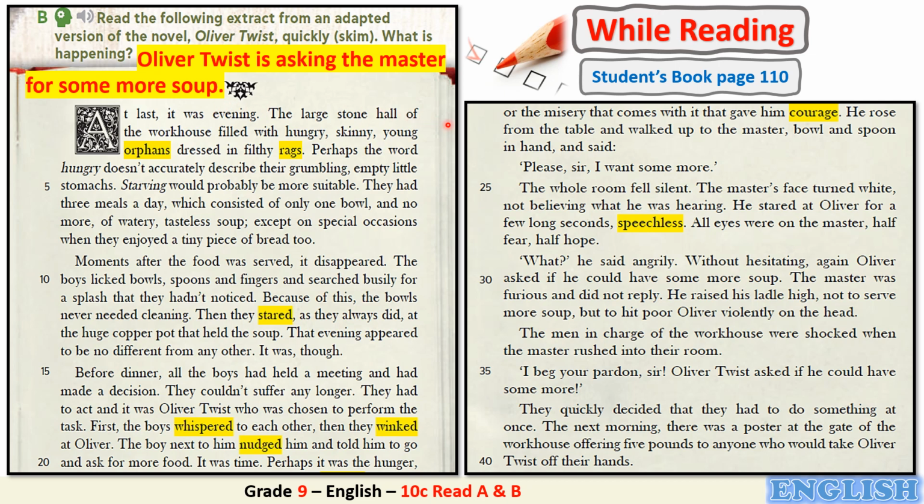Okay, guys. Can you find the clues in the text to justify your answer? Very good, my students. Here, the boy next to him nudged him and told him to go and ask for more food. And also here, Oliver Twist said, "Please, sir, I want some more." And here also, again, Oliver asked if he could have some more soup. So this is the main idea of the reading text. Well done, my students.